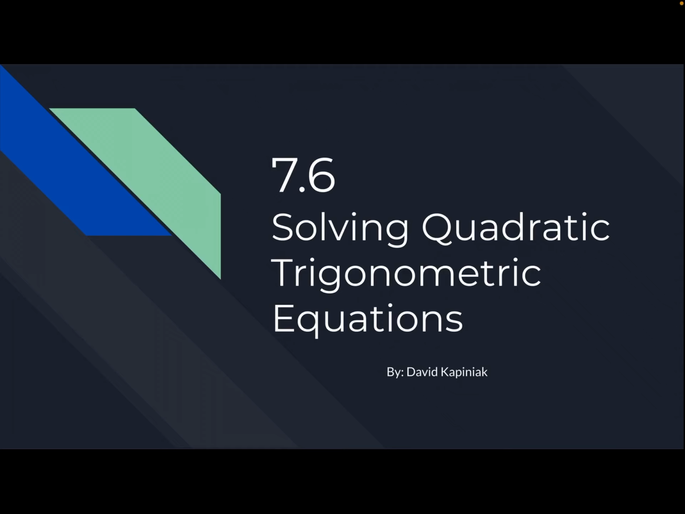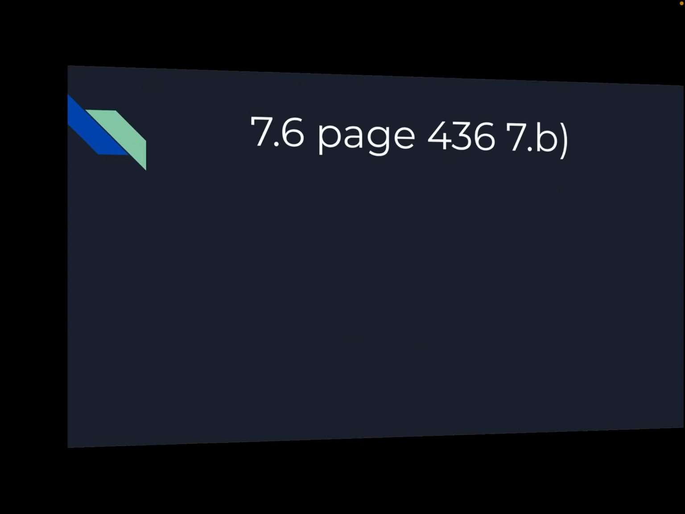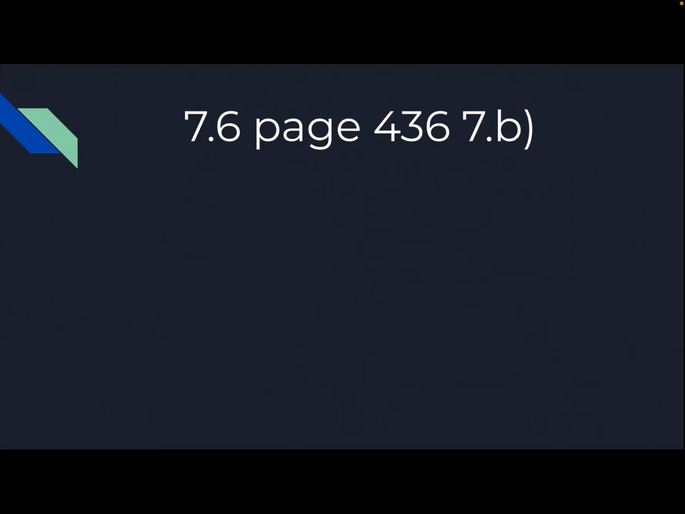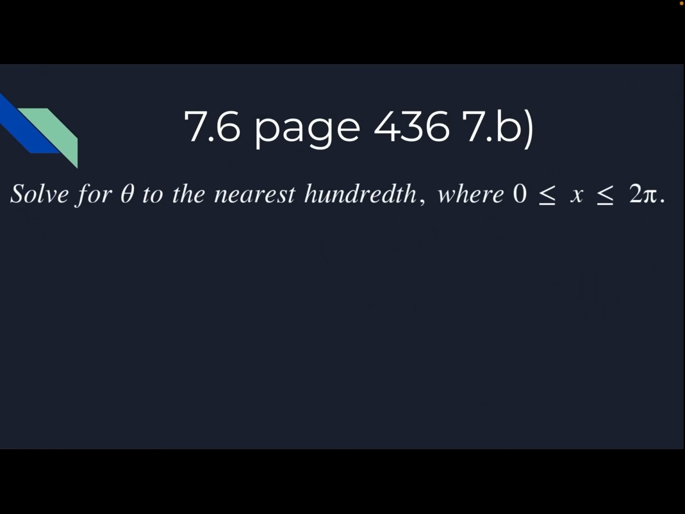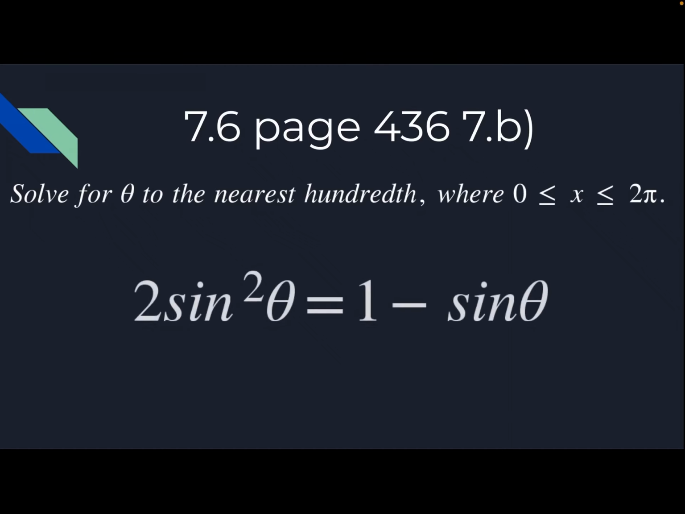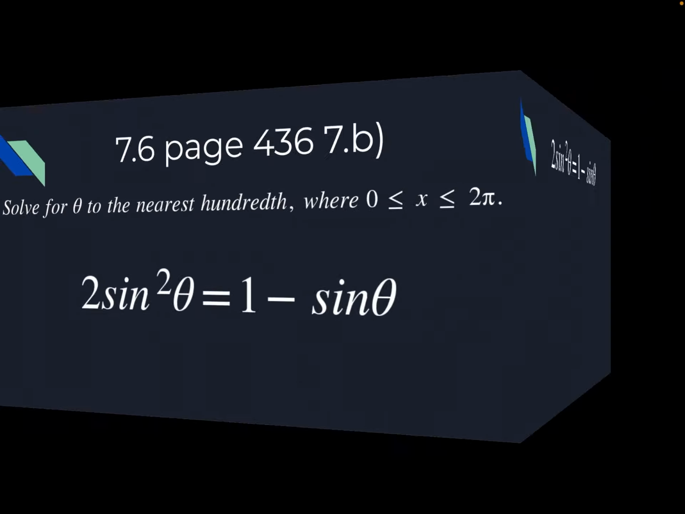So in this video, I'm going to be reminding you guys how to solve quadratic trigonometric equations. The question I chose to do was question 7b from page 436. The question says to solve for theta to the nearest hundredth where x is between 0 and 2 pi. The formula that we're given to solve is 2 sine squared theta is equal to 1 minus sine theta.